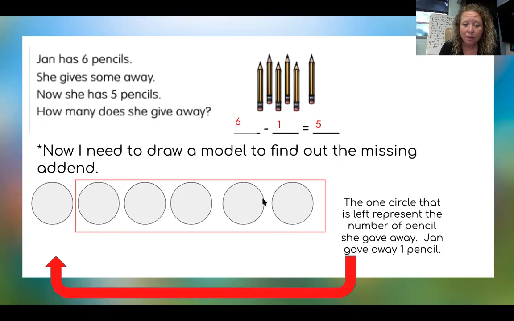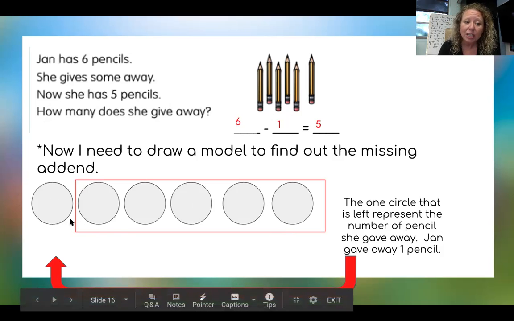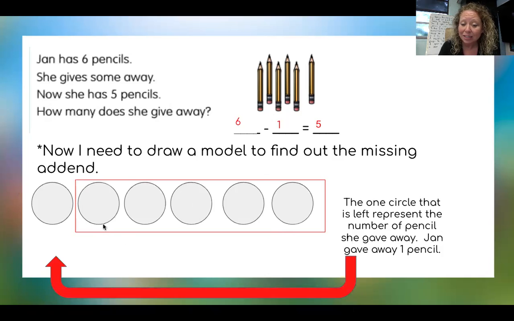Jan started with 6. She gave 1 away, and now she has 5. So my equation should read 6 minus 1 equals 5. Read that with me, please. 6 minus 1 equals 5.